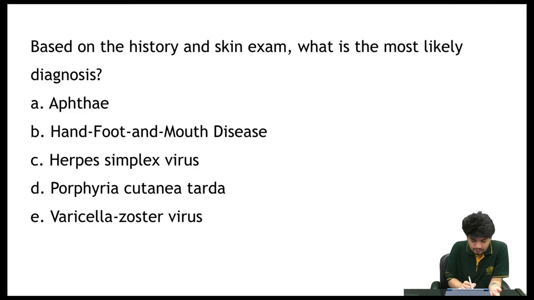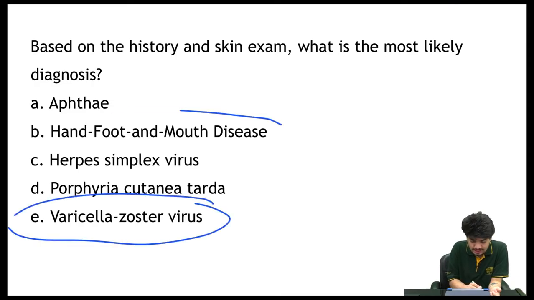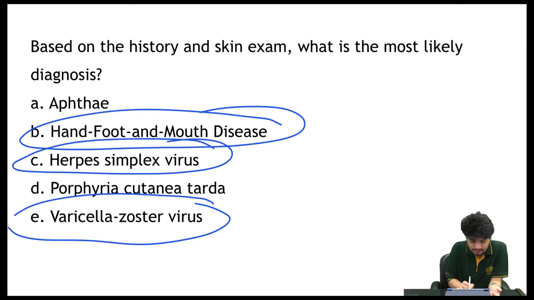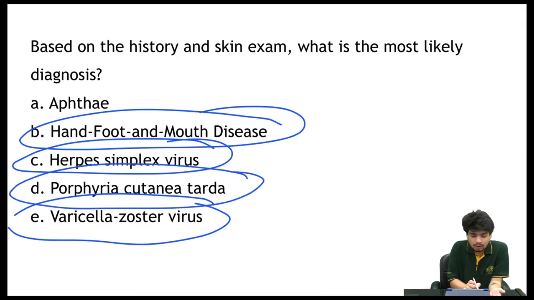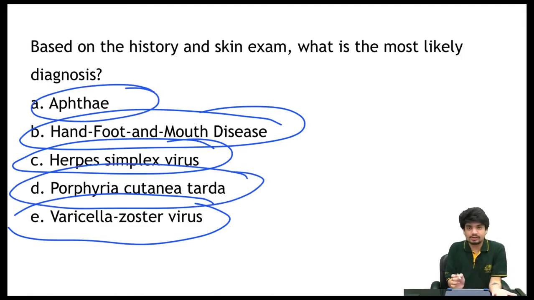The options given to you are: varicella zoster, hand, foot and mouth disease, herpes simplex, porphyria cutanea tarda, or simple aphthous ulcers. Aphthous ulcers tend to occur only in the mouth. They do not tend to occur in the hand and feet region. The herpes simplex virus does not cause such a clinical picture in a 6-year-old boy. Porphyria will have photosensitivity, which has not been mentioned, and varicella zoster is what causes chickenpox.